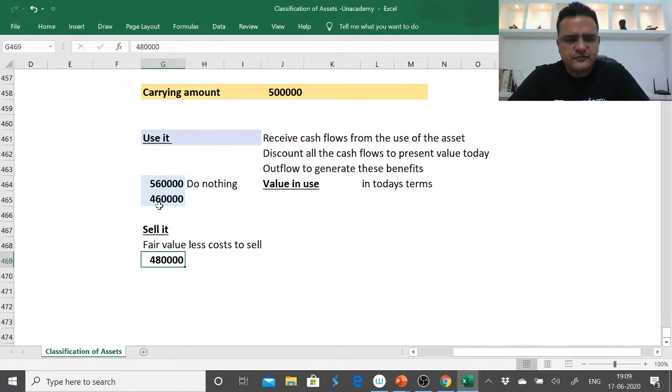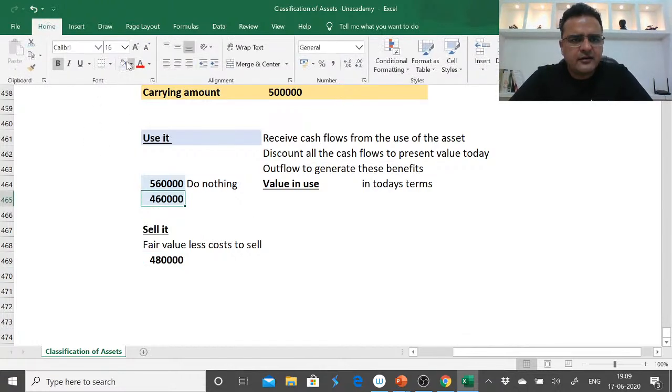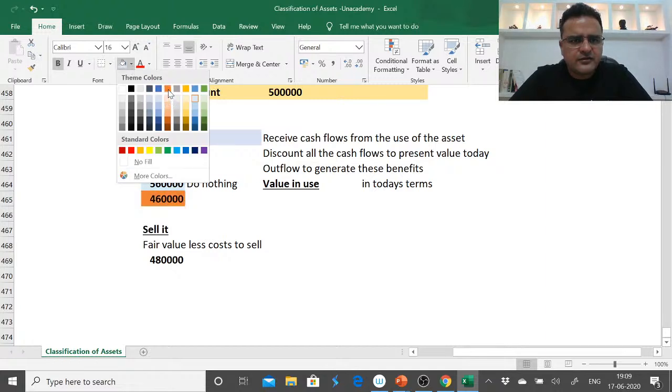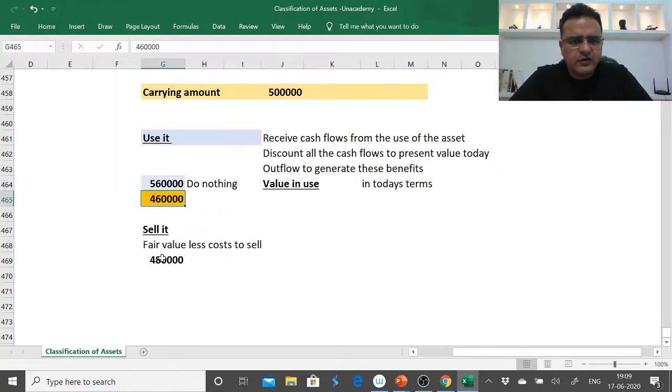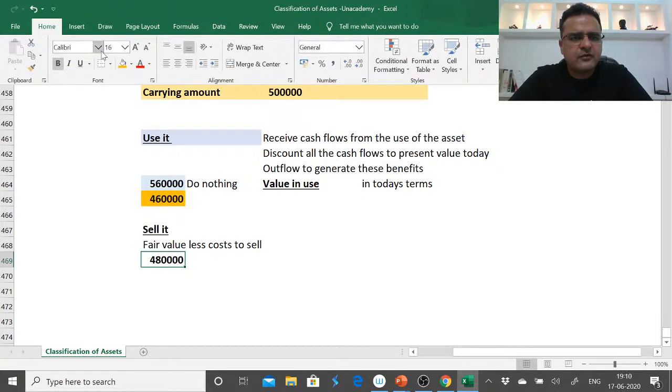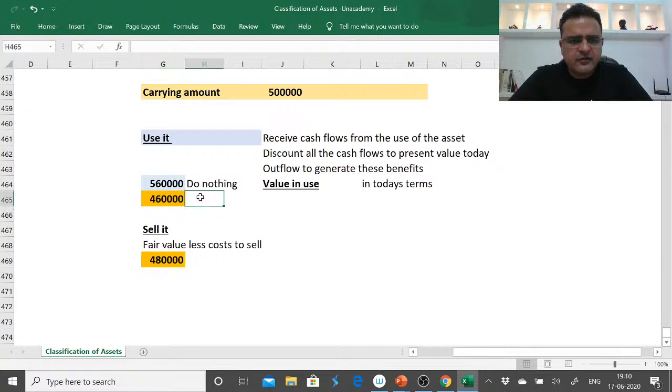What will you do? I'm marking this in orange. This is the situation now. What will you do? These are the two values. If you use it, you will get 4,60,000. If you sell it, you will get 4,80,000. What are you going to do?